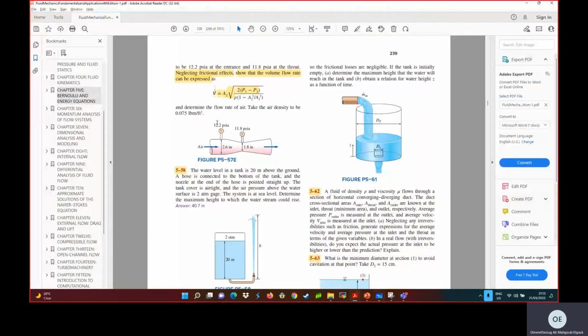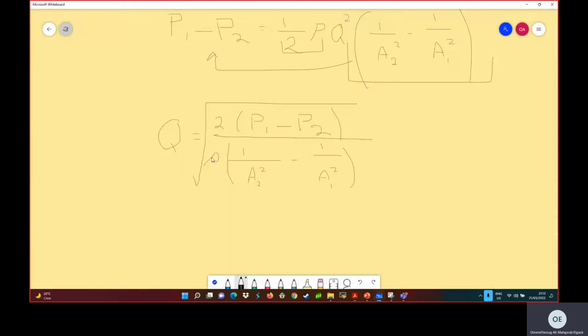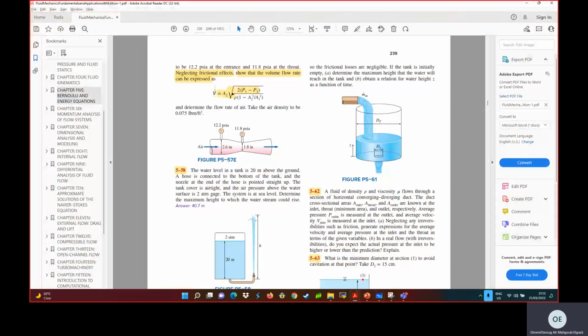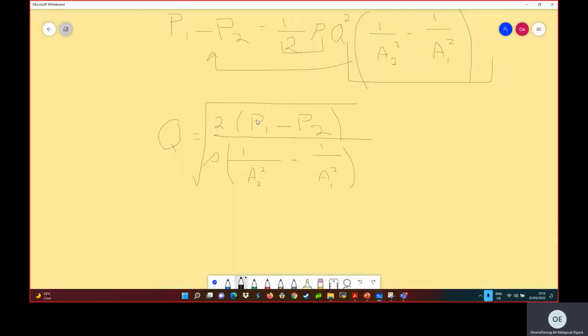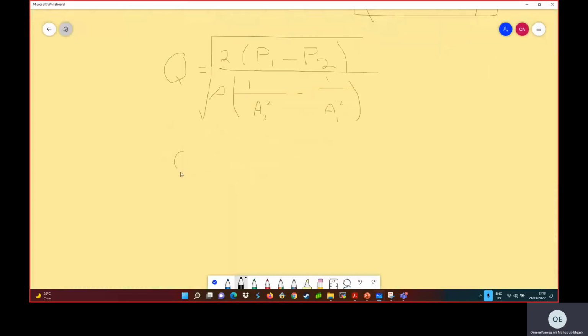Okay, now we still didn't reach this one exactly. It's equal, but how can we make it the same? It looks very similar to this one. Okay, we need to do one thing here. You can multiply the numerator and the denominator by A2 squared. Look what will happen. You have 2 here multiplied by A2 squared, multiplied by P1 minus P2.